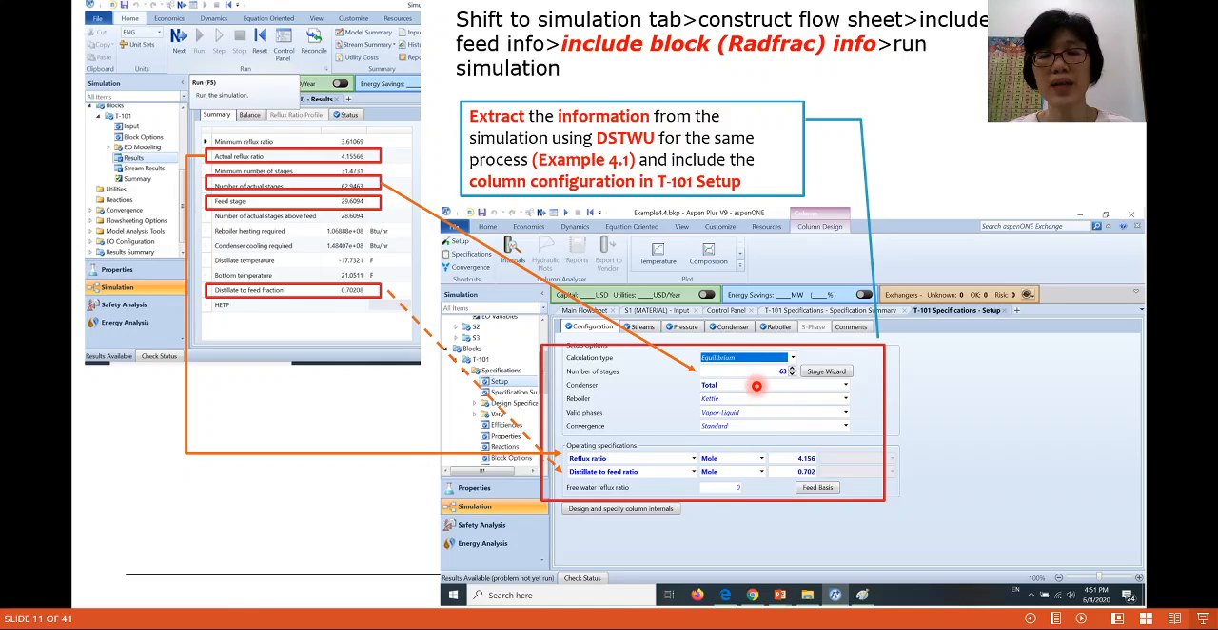Total condenser meaning your distillate is totally in liquid form. Bear this in mind. Okay. This must be matching with your flow sheet just now. Okay. If you put total, then your distillate stream must be connected to the liquid distillate option. Okay. Remember this. So the rest, I think you can just leave it. Okay, use the default setting will do.